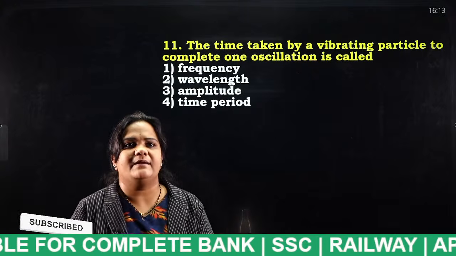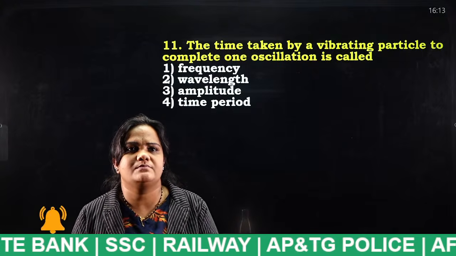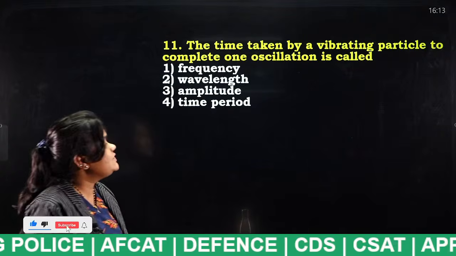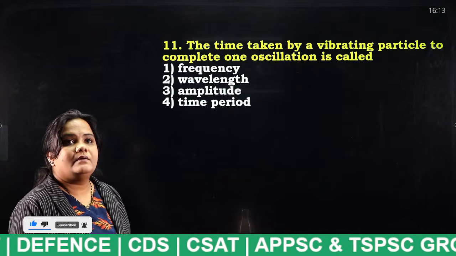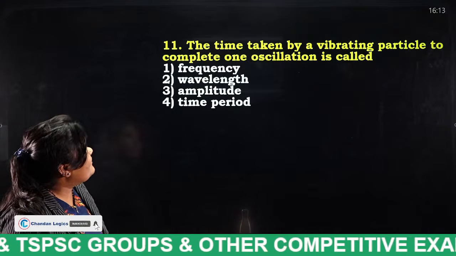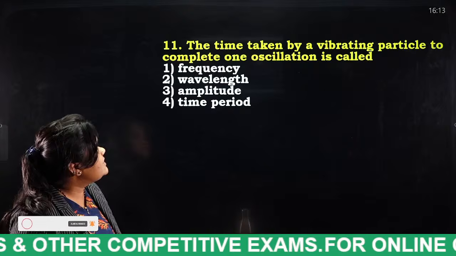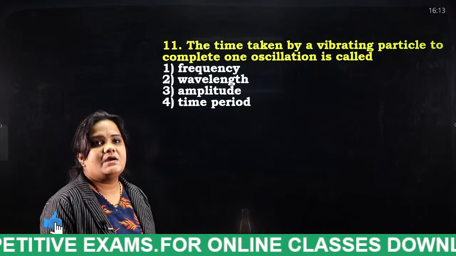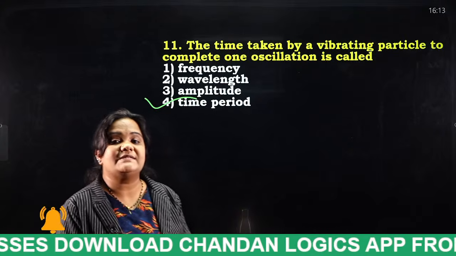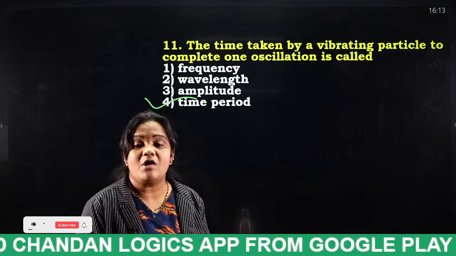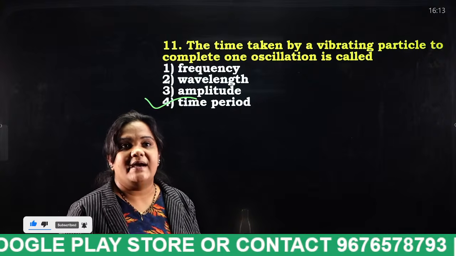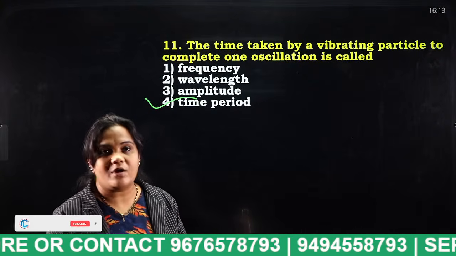The time taken by a vibrating particle to complete one oscillation is called the time period. Time period is always the reciprocal of frequency. Number of vibrations per second, or number of oscillations per second, is known as what, students? It is frequency. And time period is always the reciprocal of frequency.